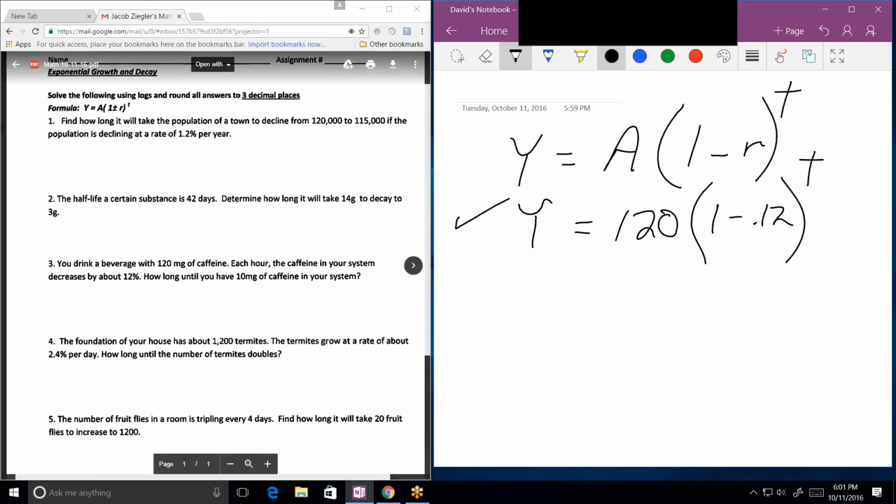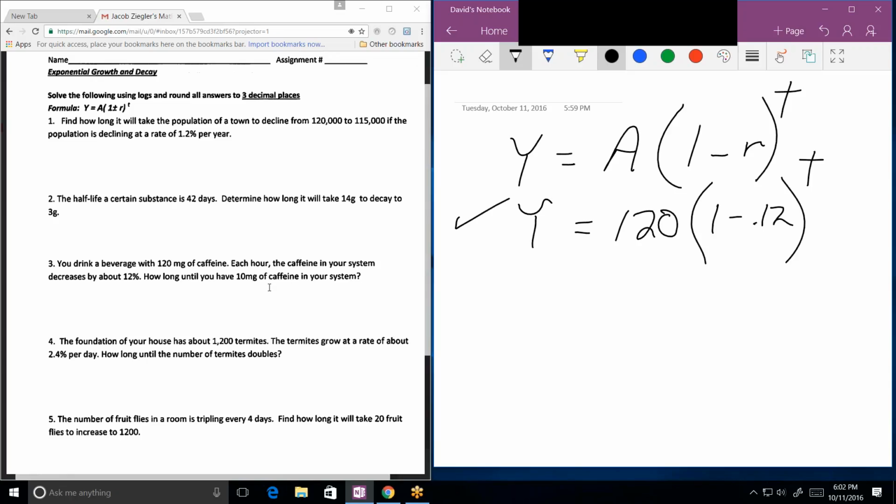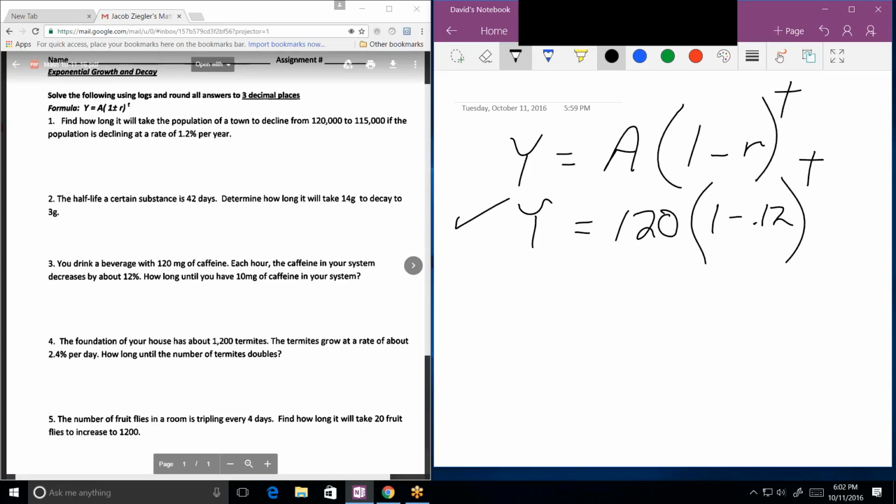In other words, Y is the final amount. We know what R is. We know what the initial amount is. So what equation can I write to solve their last sentence? How long until you have 10 milligrams of caffeine in your system? I don't know.